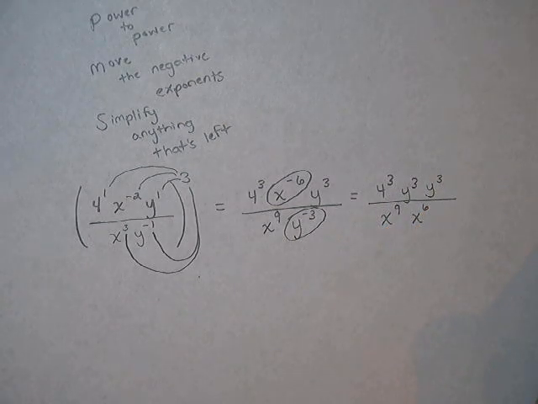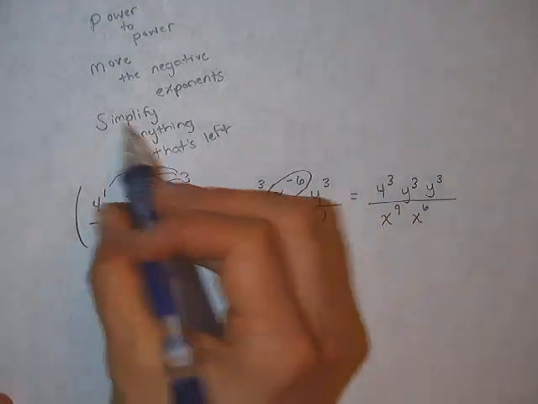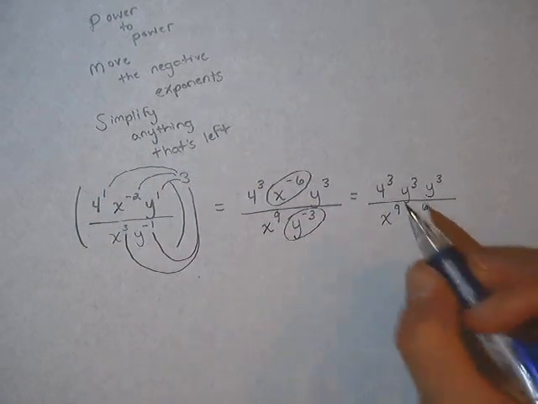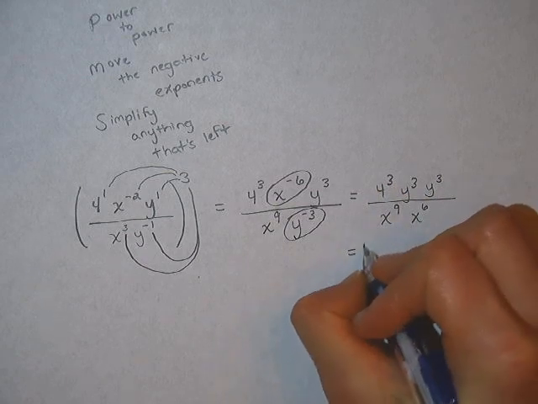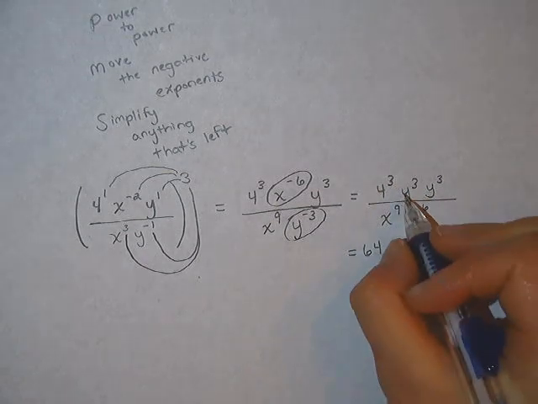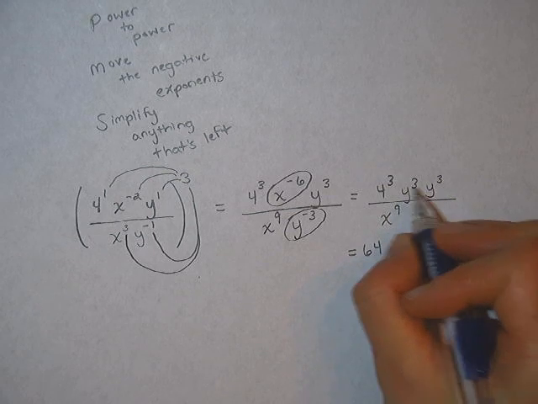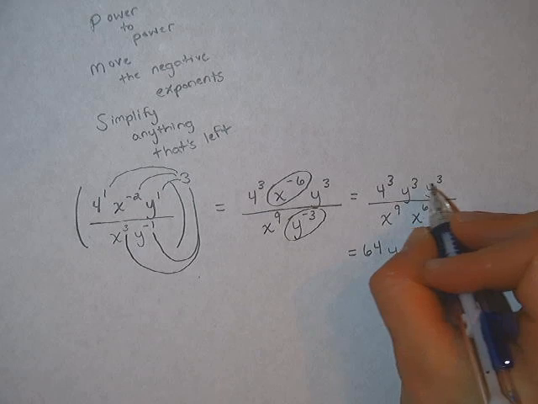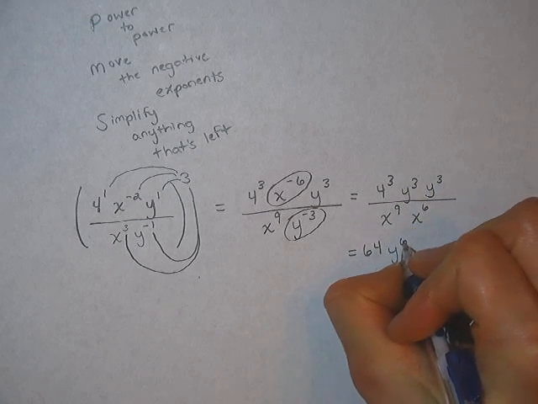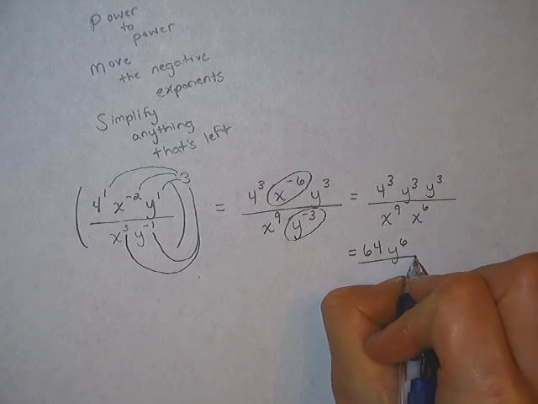All right. So now after that, you simplify anything that's left. So this 4 to the third will simplify. So 4 to the third is 64. And then notice you have like bases in your multiplying. So the rule there is you add the exponents. So 3 plus 3 is 6. And remember, it stays an exponent.